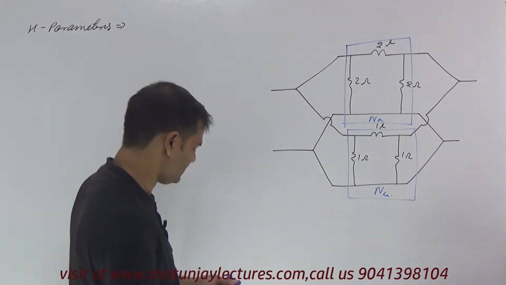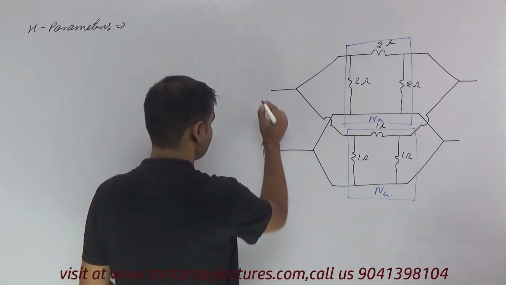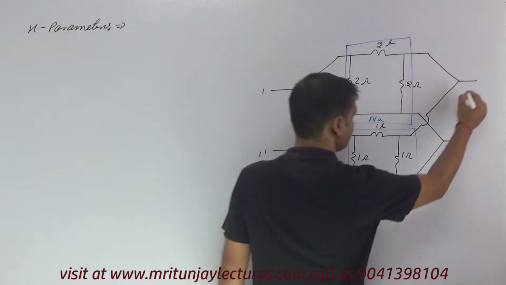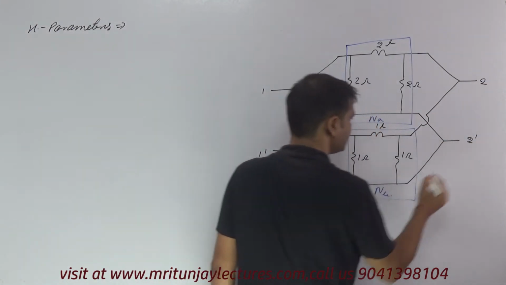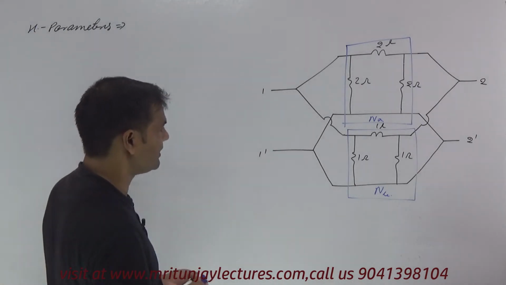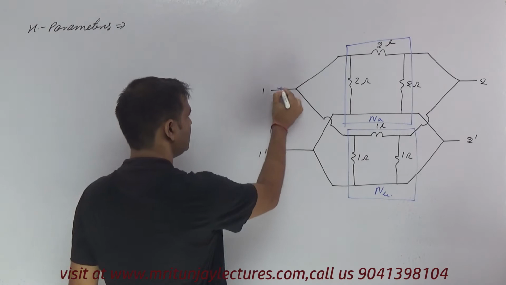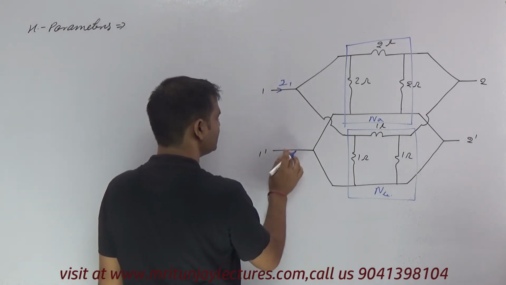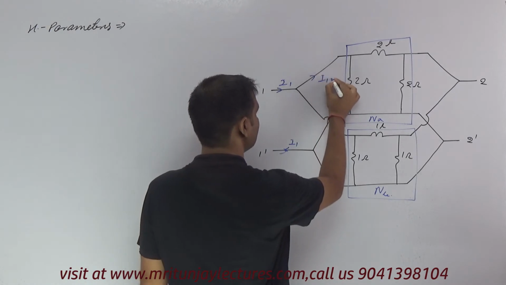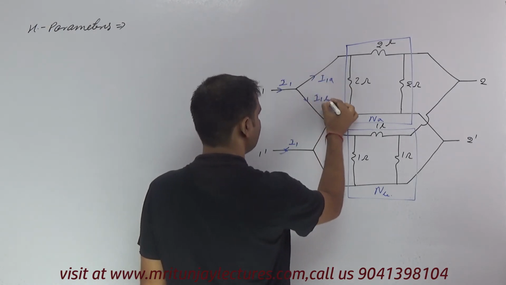So first of all, I know that if this is 1, that is 1 dash, and if this is 2, that is 2 dash. Clear or not? Now from the fundamentals, here if the current is I1, here I1, that is I1A, that is I1B. Clear?